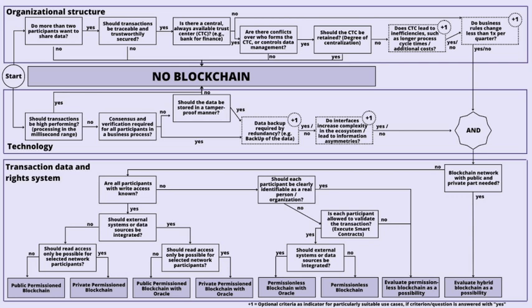In addition, a distinction is made between the three criteria groups of organizational structure, technology, and transaction data and rights system. The aim of the first two groups is to fundamentally examine whether blockchain should be used as a suitable technology. The third group focuses on the examination of configuration ideas in relation to data processing and the role and rights, and identifies unfeasible combinations of requirements.